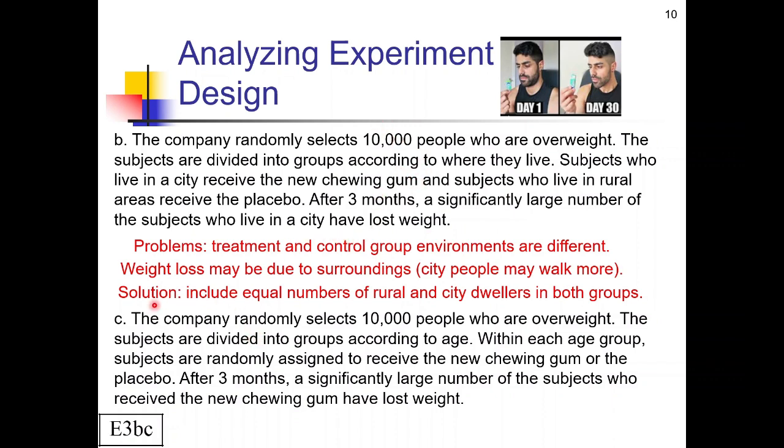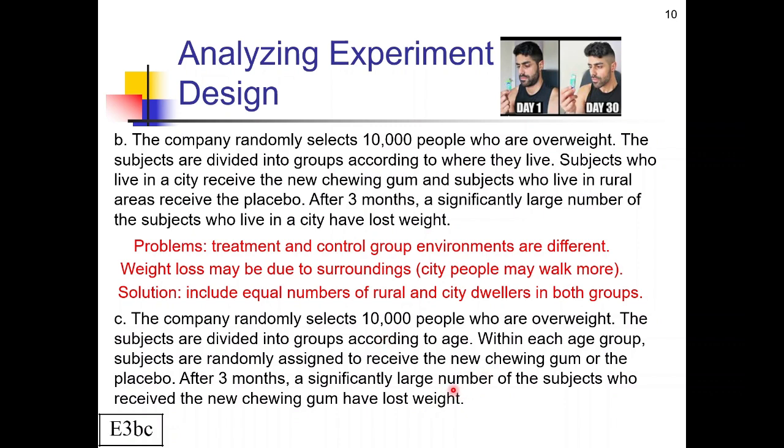All right, so now looking at experiment C here, company randomly selects 10,000 people who are overweight. The subjects are divided into groups according to age, and within each age group, randomly assigned to receive the new gum or placebo. After 3 months, a significantly large number of the subjects who received the new chewing gum have lost weight. So we're liking this a lot better.